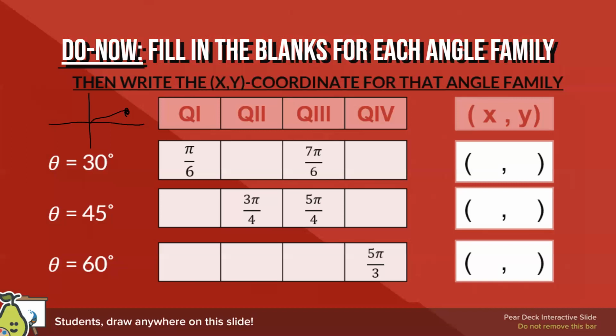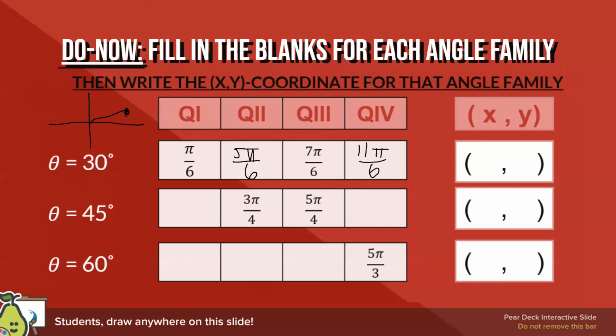Then I have 2 pi over 6, which reduces to pi over 3. Then I have 3 pi over 6, which reduces to pi over 2. Then we have 4 pi over 6, which reduces to 2 pi over 3. And then we finally have 5 pi over 6, and that guy is in quadrant 2. 6 pi over 6 is just pi. 7 pi over 6 is in quadrant 3. 8 pi over 6 is reducible. 9 pi over 6 is reducible. 10 pi over 6 is reducible. And lastly, 11 pi over 6 is the value in quadrant 4.